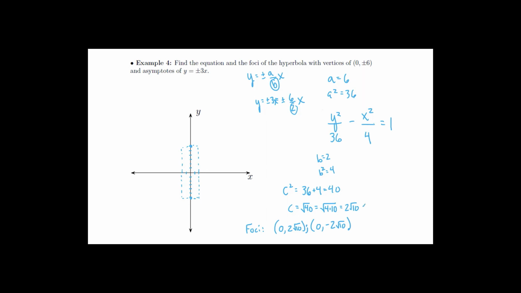And it's worth noting that 2 roots of 10 is about 6.3. So our focus here is actually really close to the vertex, right? If I go up another notch and down another notch, it's almost like you can't even distinguish them on this scale. So they're really close. And so if I go ahead and put my asymptotes through, then I'll be able to get a sketch of this thing.